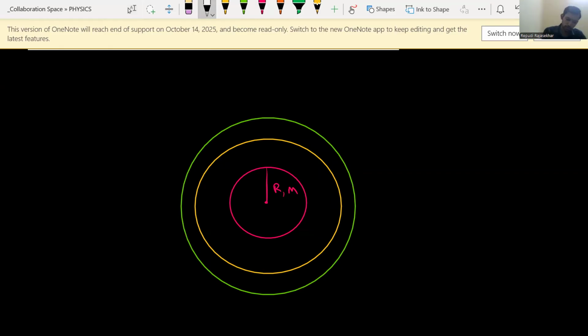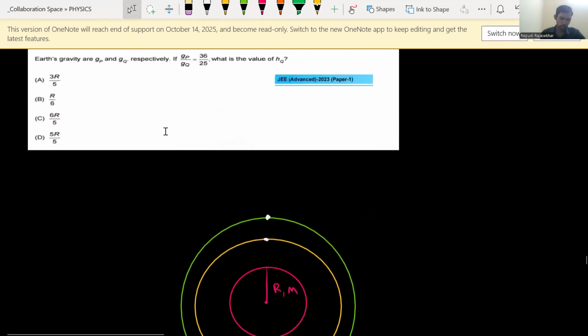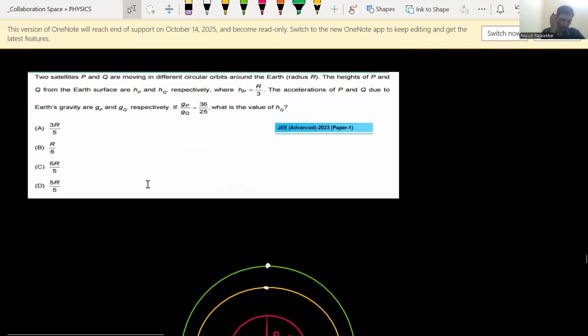First particle is this one, and this is the other particle. Two particles are there, right? Both the particles here mean satellites. What I mean is, both the satellites are revolving around the Earth at different heights. What the heights are, we don't know. Here they have given the heights. The height of P is given as R by 3, and the height of Q we need to calculate. The ratio of gravities they mentioned.